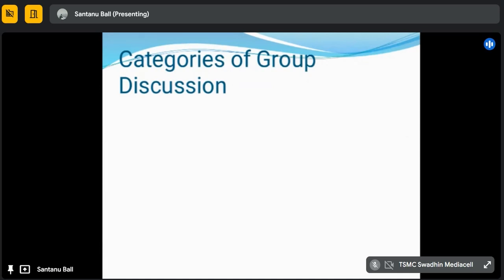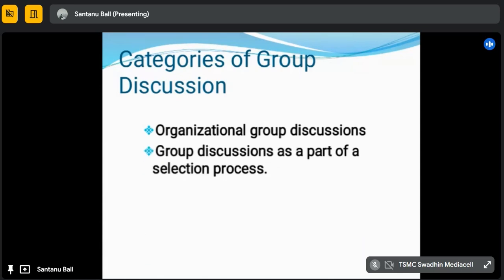Now, the next slide is all about the categories of group discussion. It means how we can categorize a group discussion. There may be many categories. The first is the organizational group discussion. And the second one is group discussion as a part of a selection process. Obviously, I'll explain this in a later slide. By this way, we can categorize the group discussion.